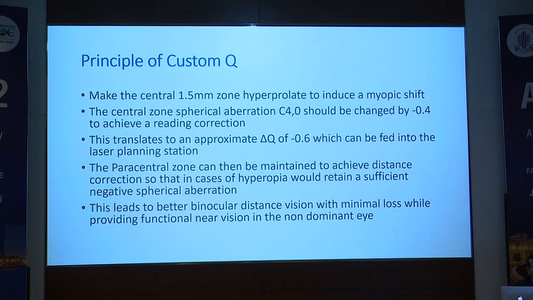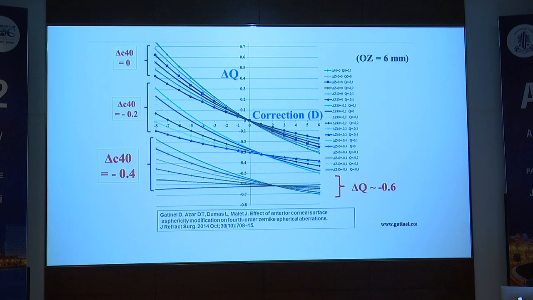So this translates to a delta Q, that means a change in the corneal asphericity. What is the Q value? It is the aspheric quotient. So if you can change the aspheric quotient by about a -0.6, you are able to achieve the hyperprolate only in the central 1.5 zone located on the visual axis. The paracentral zone can then be maintained to achieve sufficient distant correction so that in cases of hyperopia, it would retain a sufficient negative spherical aberration. And this leads to better binocular vision. And this shows that for the -0.4 spherical aberration correction, you need to reduce about a -0.6.